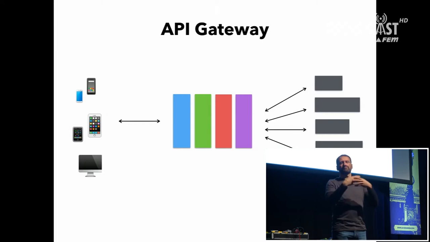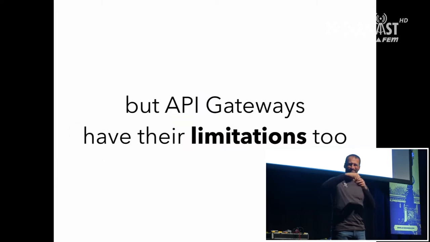So when you see a request coming in, we now have our clients talking to this entity, and then it spreads the calls that it needs to make. It coordinates things. It joins the data together. And you pull all of those extra responsibilities from your services and the monolith. But API gateways also have their limitations.